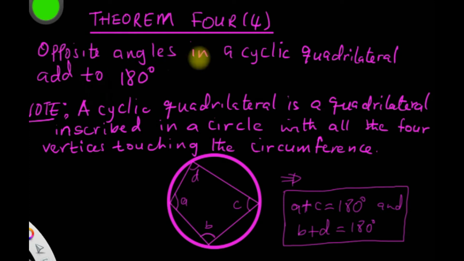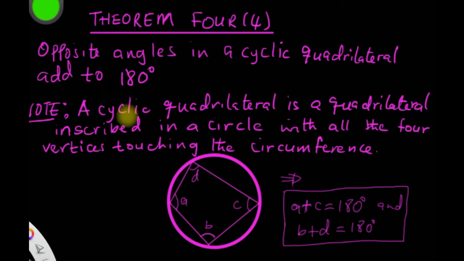Theorem 4 says that opposite angles in a cyclic quadrilateral add up to 180 degrees. So that is what the theorem says: that you have a cyclic quadrilateral and then you add the opposite angles, you get 180 degrees.